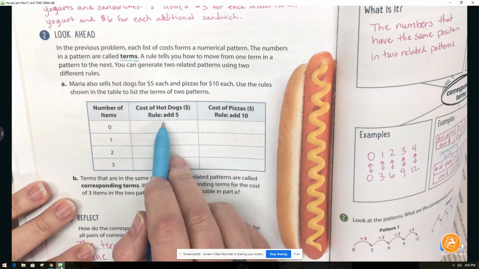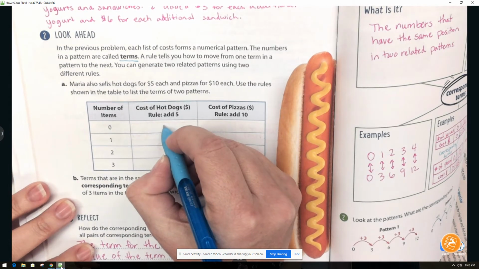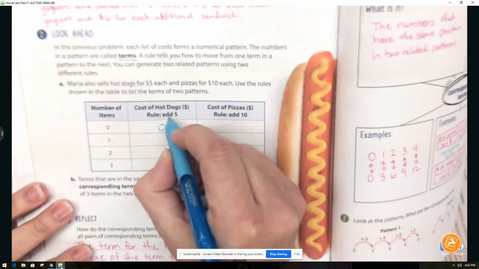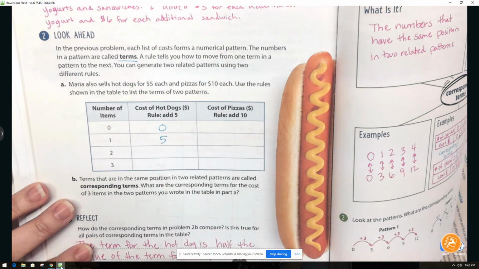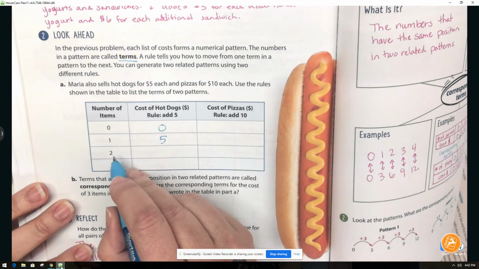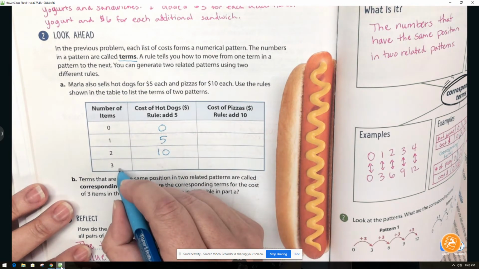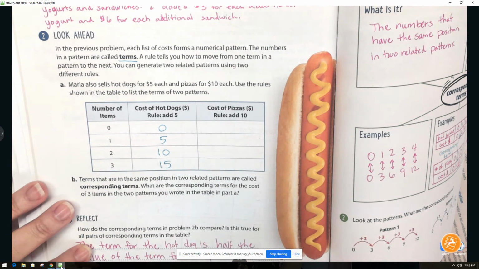So for hot dogs, if we had 0 hot dogs, how much would it cost? That's right, $0. If we had 1 hot dog, if the rule is add 5, we're going to add 5 to 0. It would be $5. If we had 2 hot dogs, we would add 5 again to get $10. And if we had 3 hot dogs, we would add 5 again to get $15.